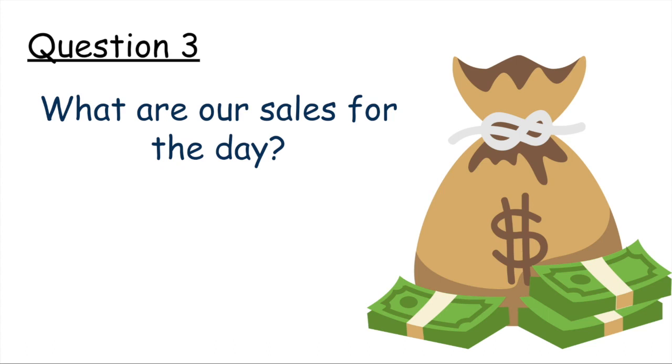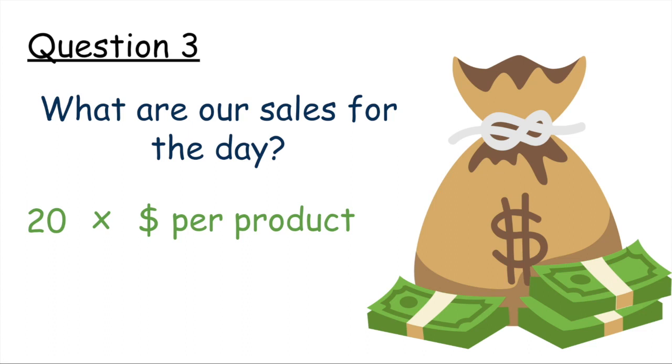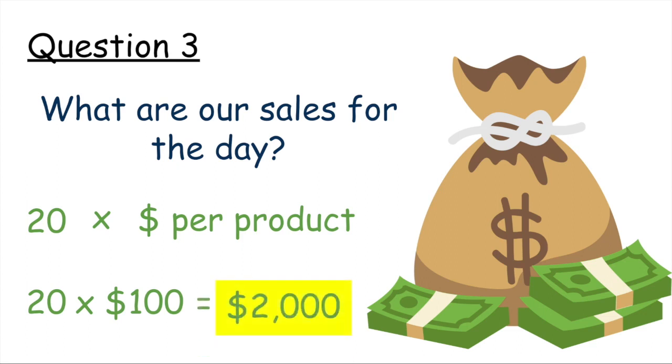The third question is, what are our sales for the day? To calculate this, we take the 20 products made per day and multiply it by the price we set for our product. So for my motorized skateboard, it would be 20 multiplied by $100, and the answer comes out to be $2,000 in sales for the day.